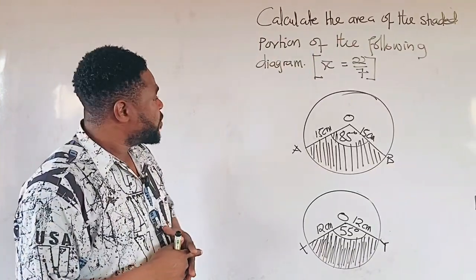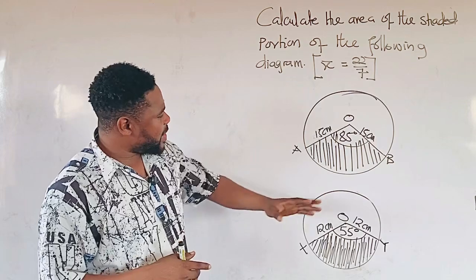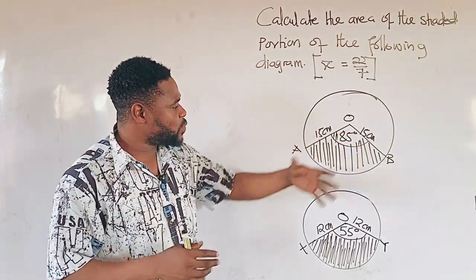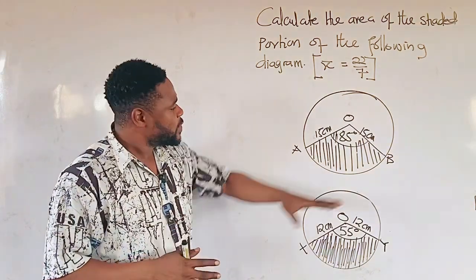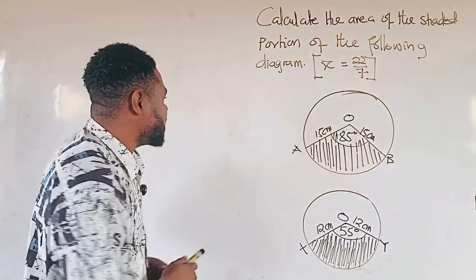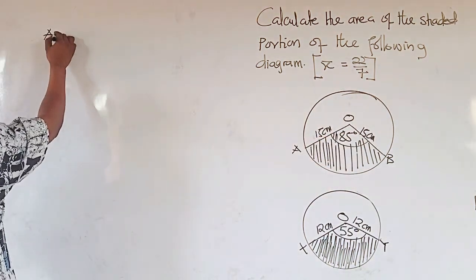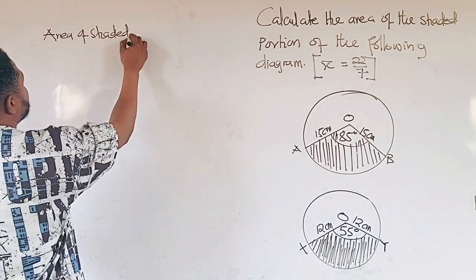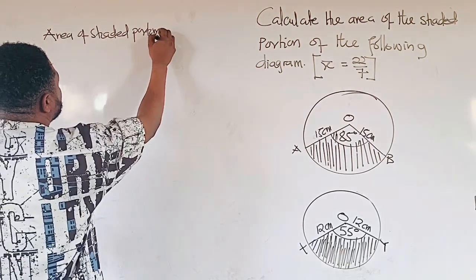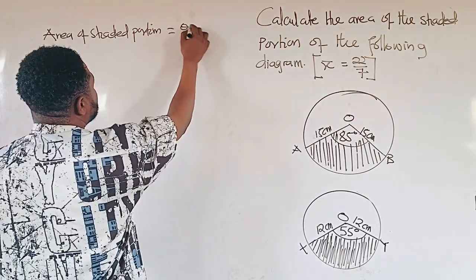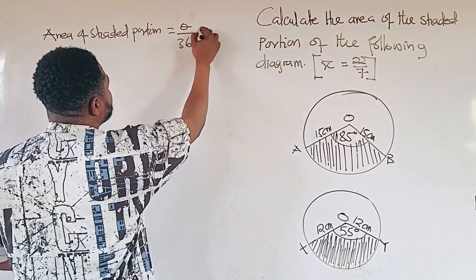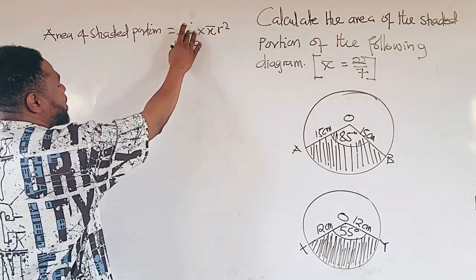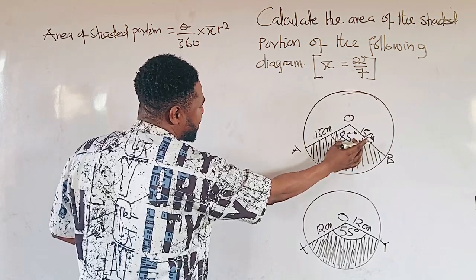Hi viewers, we want to look at how we can find the area of the shaded portion of this diagram. This shaded portion is what we call the minor sector. So for us to find the area of this shaded portion, mathematically, we say that the area of the shaded portion is equal to theta over 360 times the area of the circle, which is pi r squared. The theta here represents the angle given in the question.